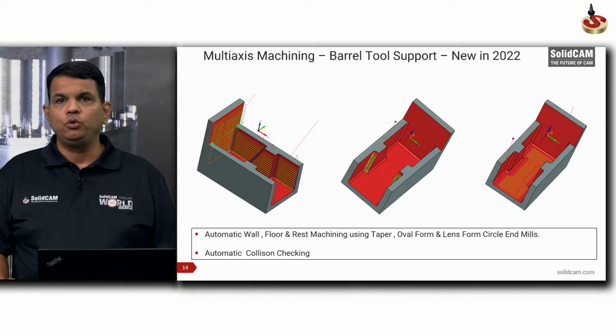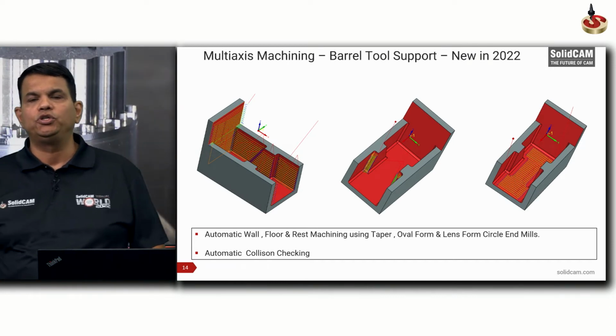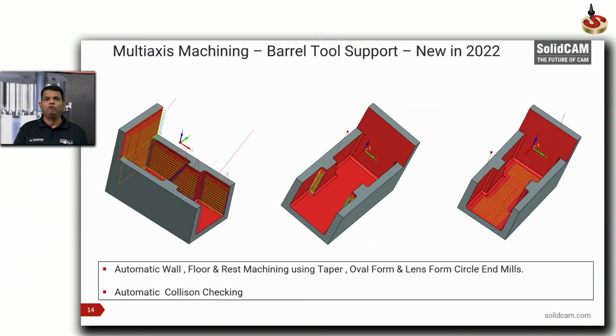Now, something new that we introduced in 2022 is total automation of wall and floor finishing using barrel tools. For example, the part that you see on the screen, the wall and floor finishing has been done automatically just by selecting the surface and not defining anything else. Just select the surface, pick the tool, pick the step over or step down you need, and that's it. Everything else is handled by SolidCAM automatically.